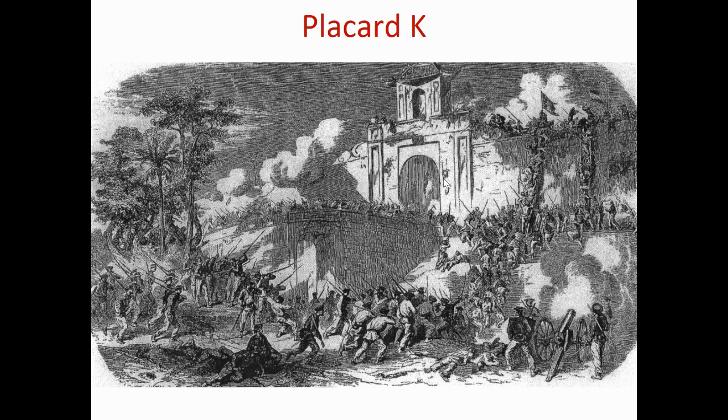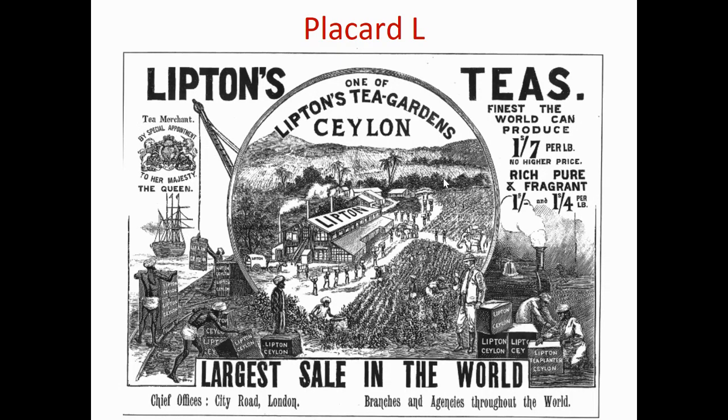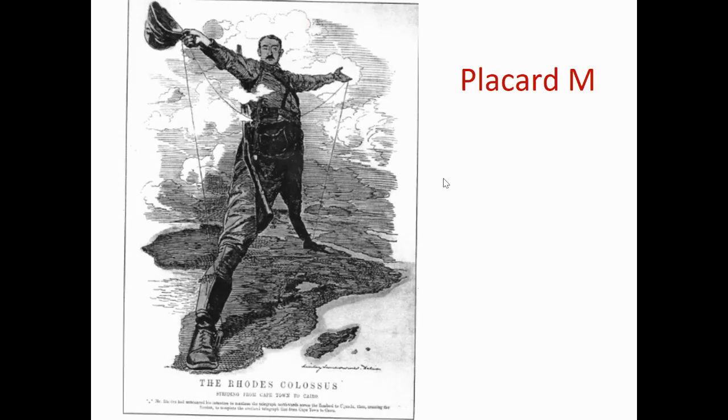This one's another one. There's a lot going on here. But this is Saigon in Vietnam, and it's political. You see the military and flags to try to get political control. This is an advertisement for tea being sold from the British to the Indian people. And so it's economic and political, trying to gain prestige through trade.